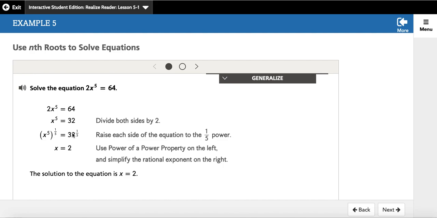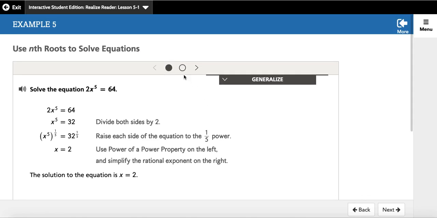When you take the fifth root of both the 32 and the x to the fifth, the x to the fifth becomes just x, and the 32 to the 1/5 power, we've had this a few times in this chapter already. 32 is 2 to the 5th power, so when you take the 1/5 of that, you get just 2.